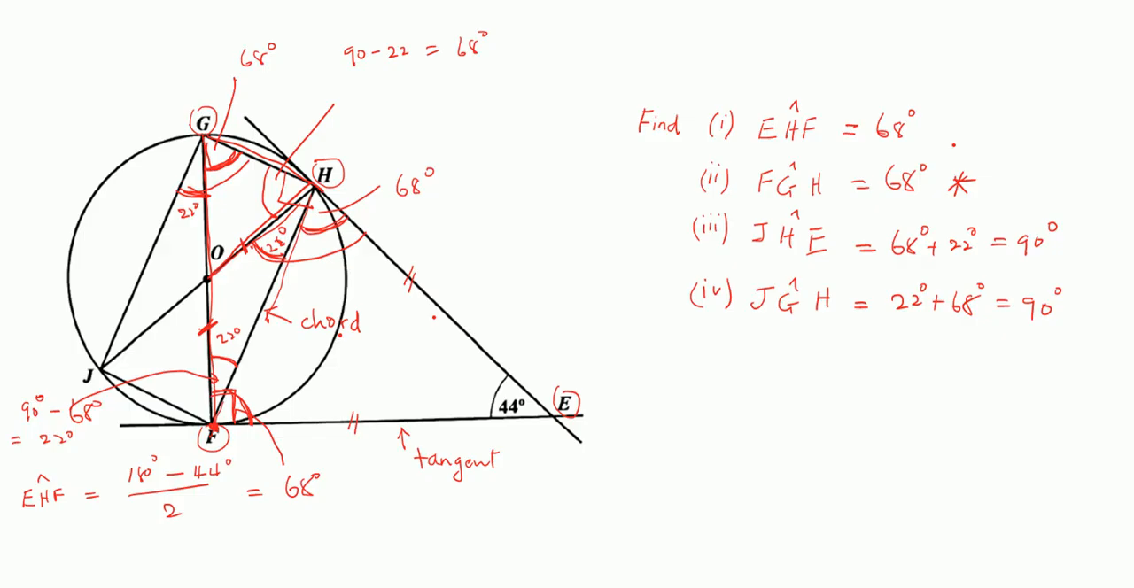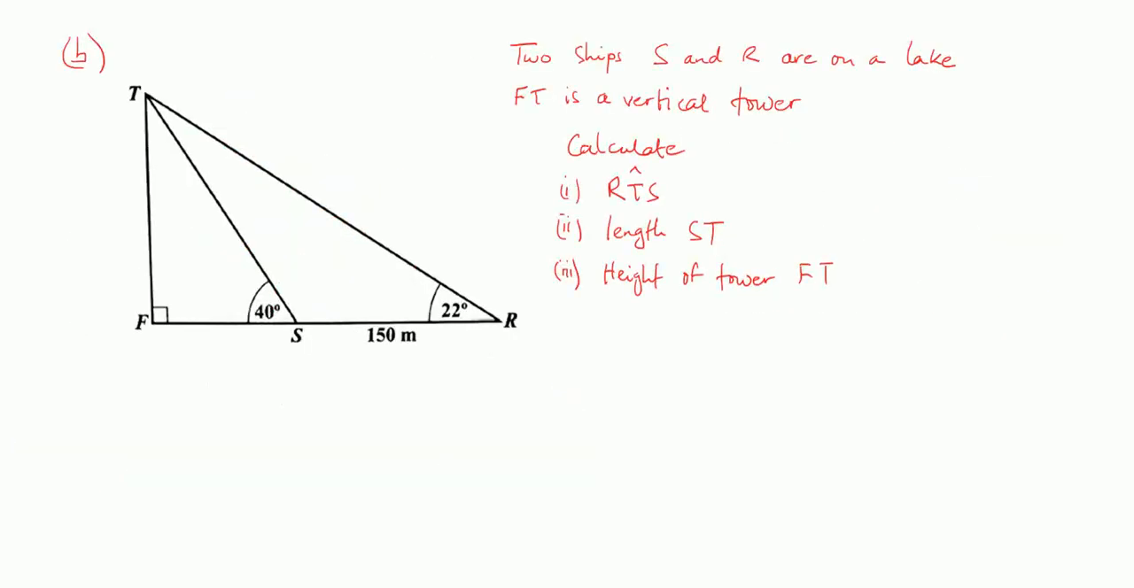Right? Now, the part B of the question, we have two ships S and R on a lake. So we have one ship here and another ship here, and FT is a vertical tower, so this is FT. Right? They also told you that the angle of elevation of T from the point S is 40 degrees. That is here. The angle of elevation of the point T from R is 22 degrees. Right? So they've given you the information, and they've also drawn it on the diagram for you.